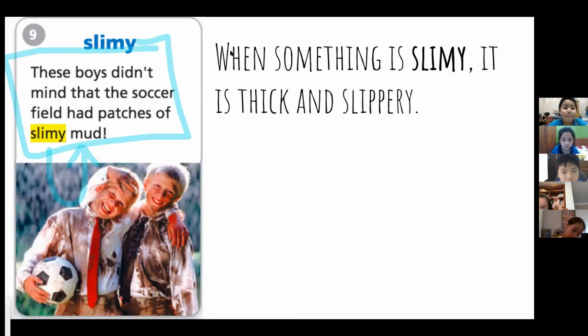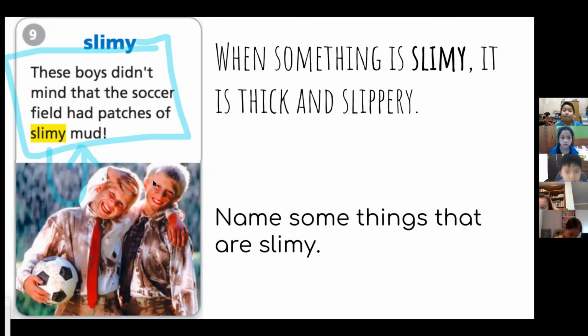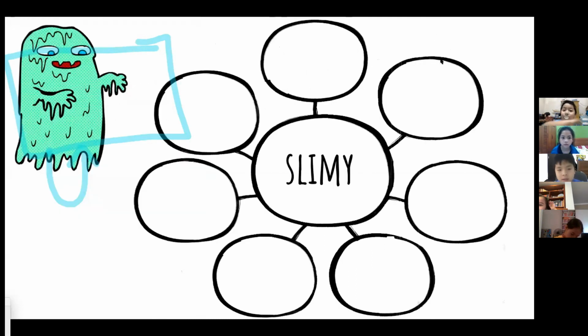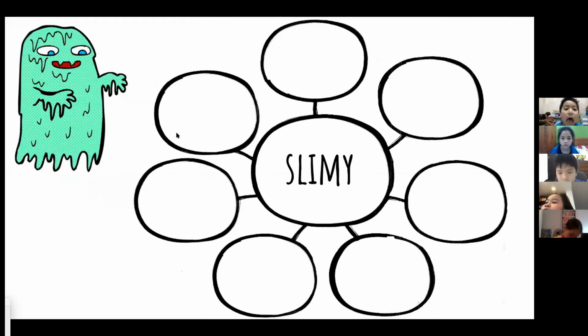Okay. So let's name some other things that are slimy. Who can tell me something that is slimy? Mitzi, tell me something. A slug is slimy. Good job. Slime. Slime is slimy. Good job. Okay. Sky, what's something else that's slimy? A snail. A snail leaves a slimy trail, right? We'll call it a snail trail. It's all the gunk that comes from a snail.